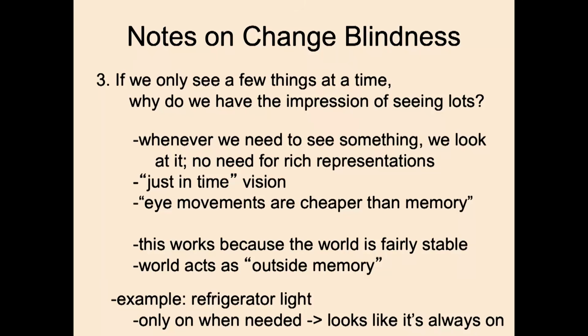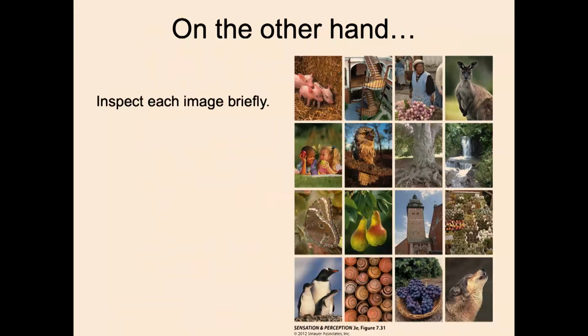all of this suggests that representations are sparse, that you don't actually remember a whole lot about what you are seeing. And I want to give you an interesting example that points in the opposite direction, okay? So I want you to look at every single image in this array, just one at a time, okay?